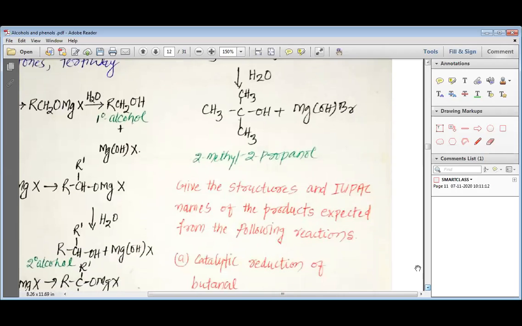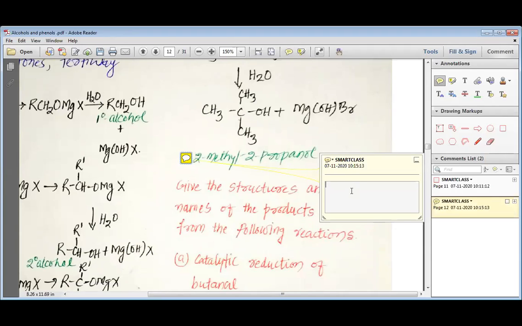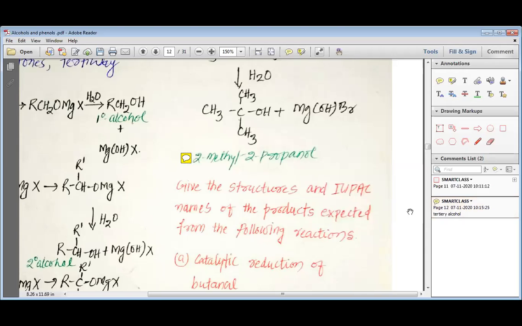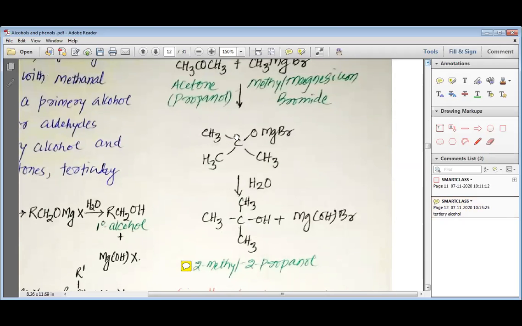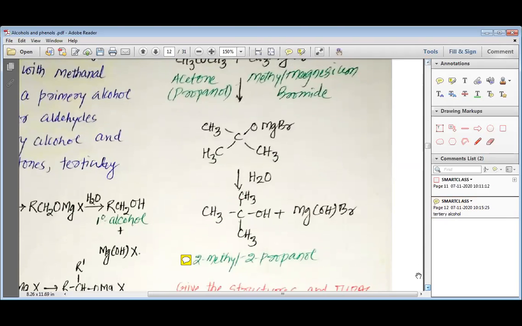So you can see that here OH is bonded to the carbon, that carbon is bonded to three other carbons, and that is why this is the tertiary alcohol that we get here, my dear students. This alcohol is a tertiary alcohol. And as this is a tertiary alcohol, we can easily understand that whenever there is a ketone, my dear students, from ketone we get the tertiary alcohol.